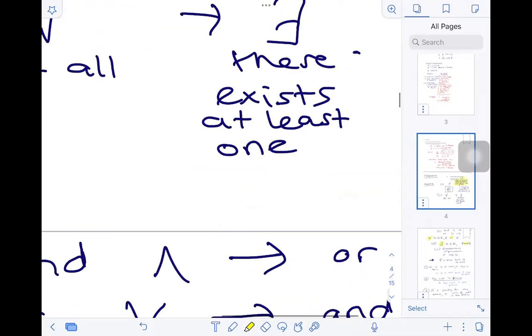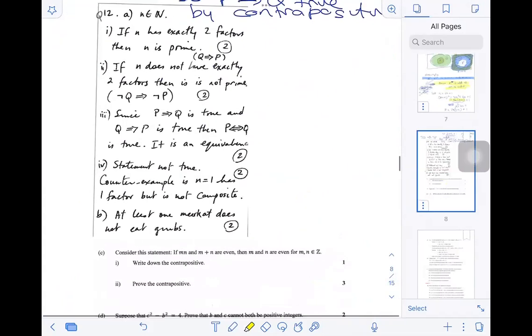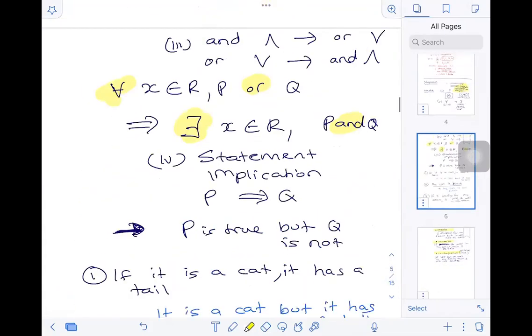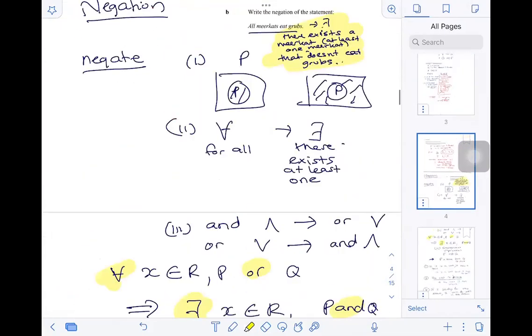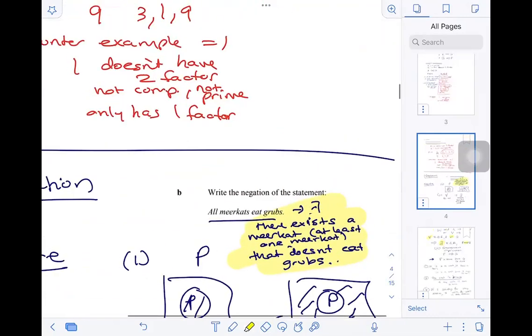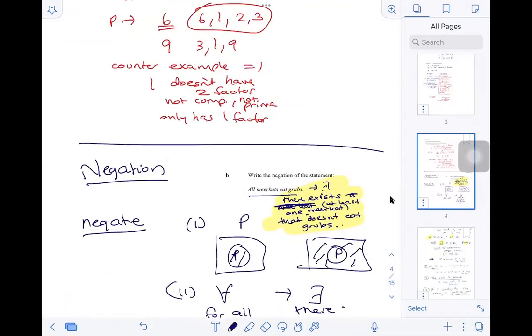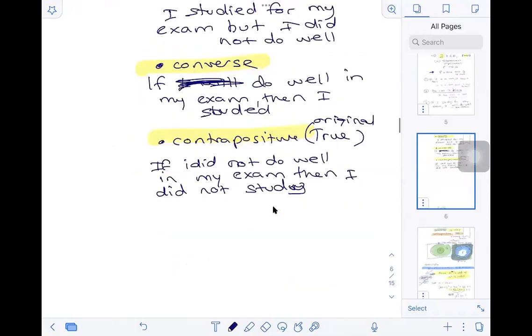So if you're just going to check the wording on that, it's at least one meerkat that does not eat grubs. Because if you have a for all statement, it goes to at least. So there exists, we'll do at least one meerkat that does not eat grubs. Okay. All right, let's keep going with this.